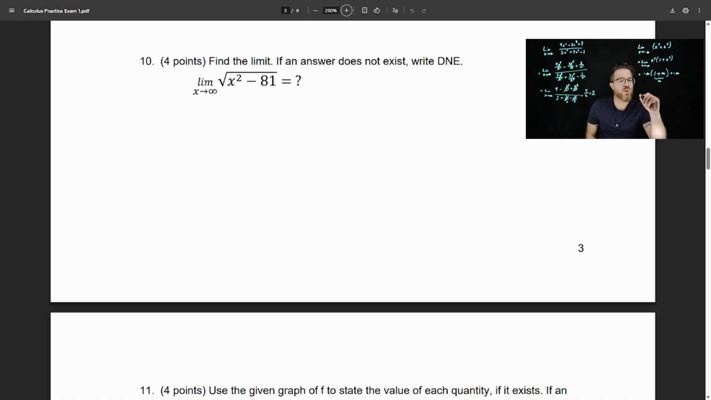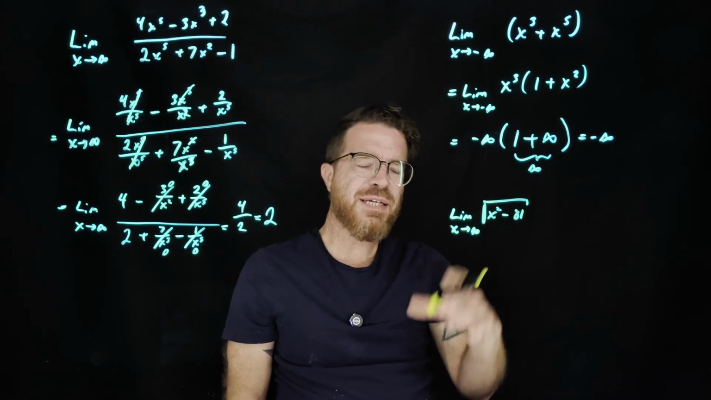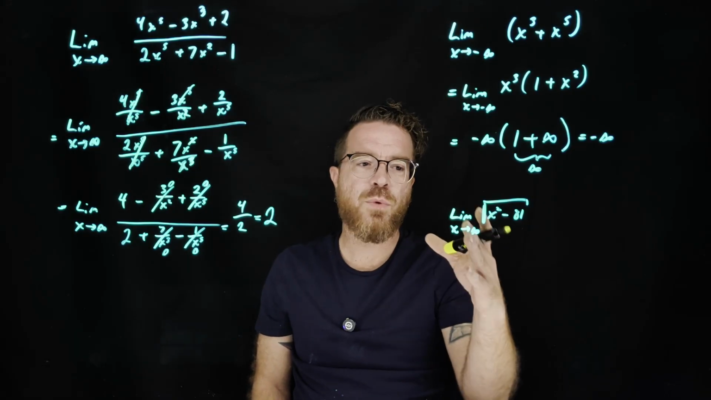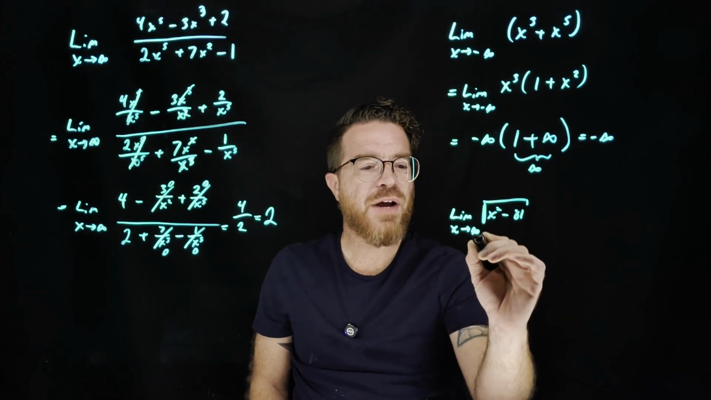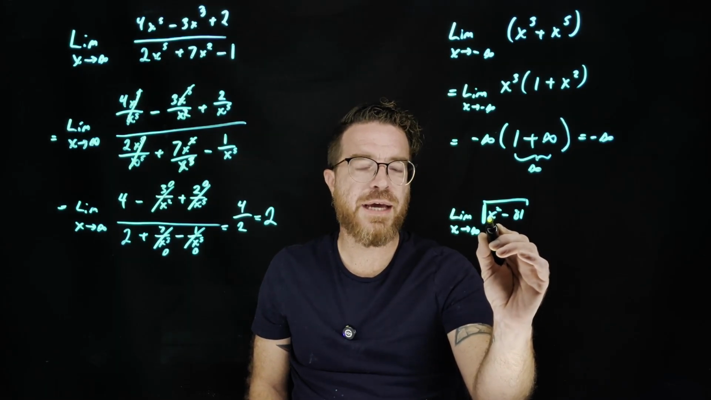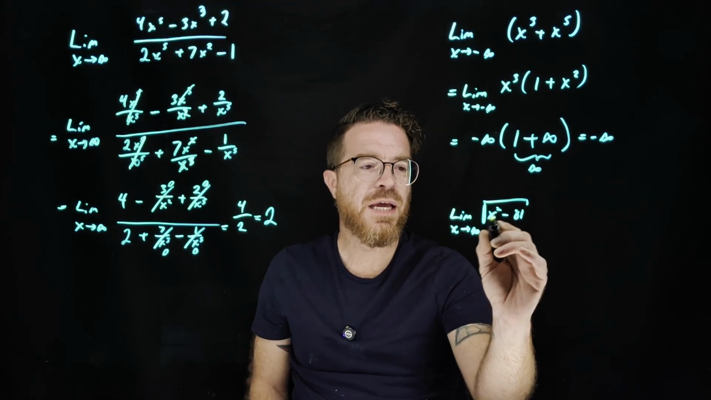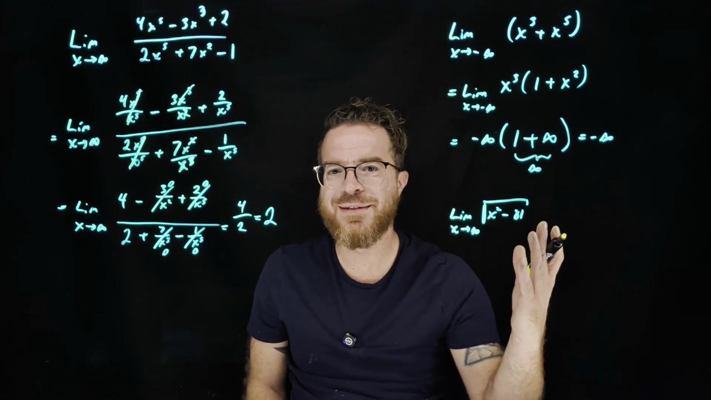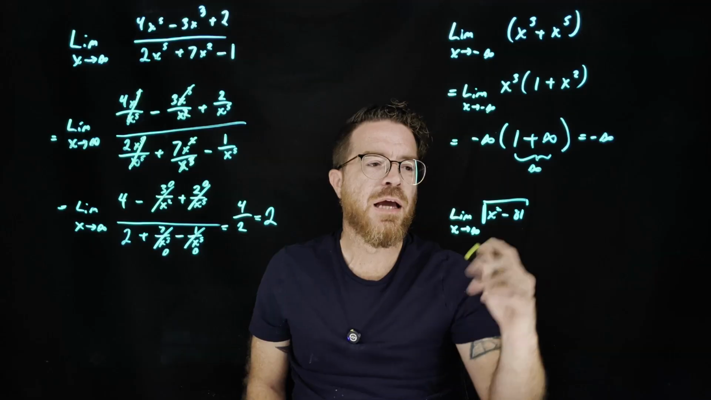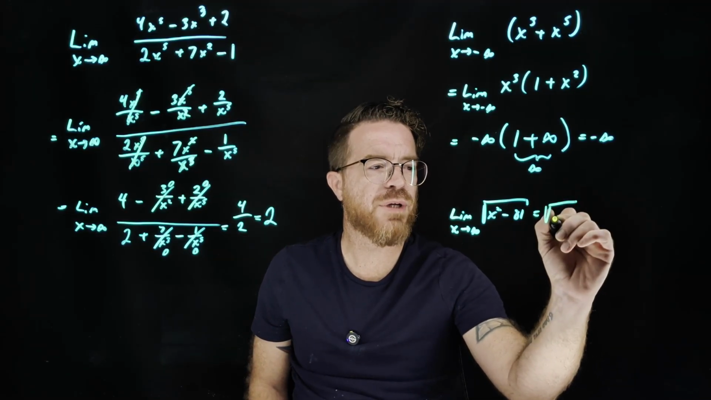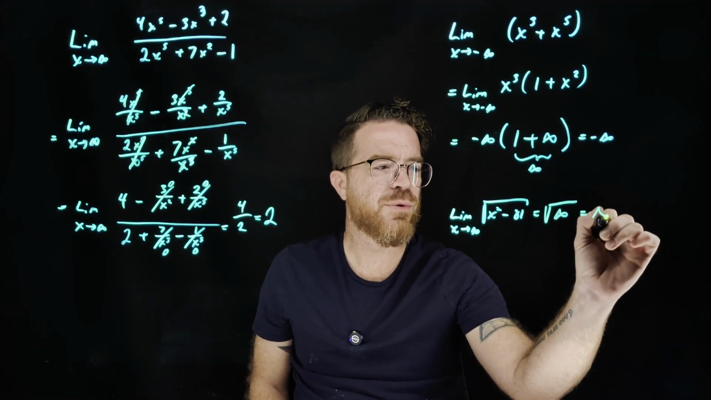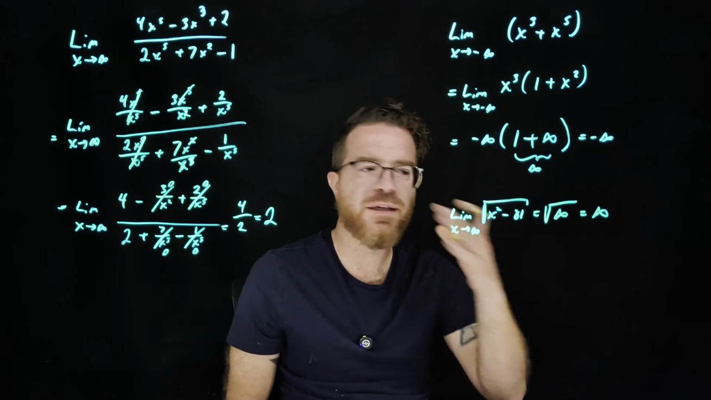For our next problem, we're going to be taking the limit as x approaches infinity of the square root of x squared minus 81. So as always, if we were to first try plugging this in, what's going to happen? Well, if I plug infinity into x, it's going to give me infinity squared, which is infinity. Infinity minus anything that's not infinity is still infinity. So this is just going to give me the square root of infinity, which is equal to infinity. So I didn't even have to do anything to clean this one up.